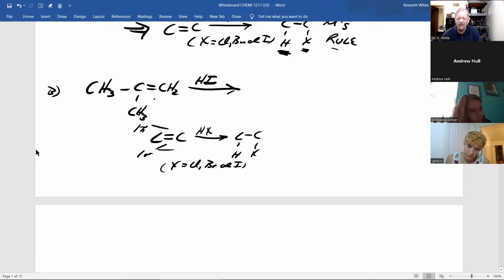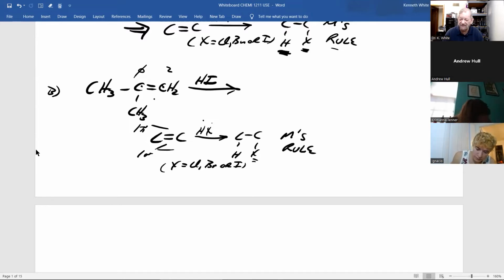And remember, this follows Markovnikov's rule. The carbon of the double bond with the most hydrogens gets the hydrogen from HX, and the other carbon gets the halogen. Well, now you've got to use your high-level math skills. Here are the two carbons of the double bond. This has two hydrogens. This has none, 0. And which is the greater number? Hopefully I'll pick 2.